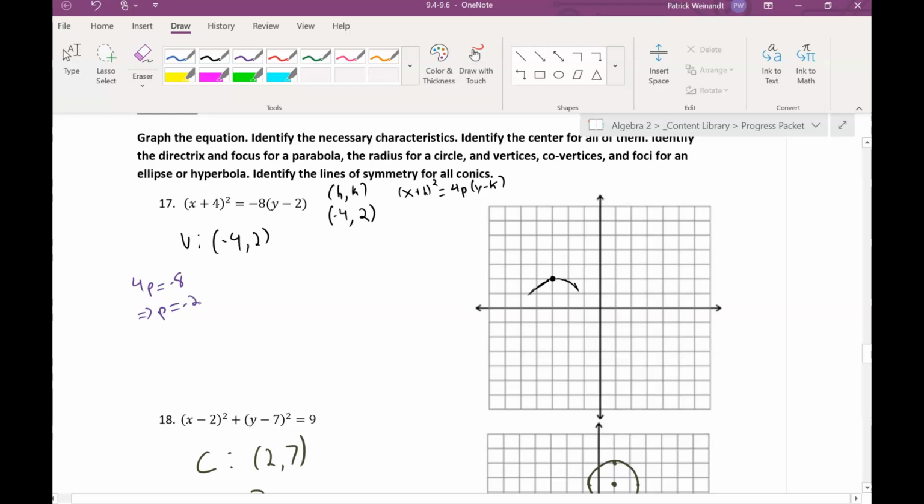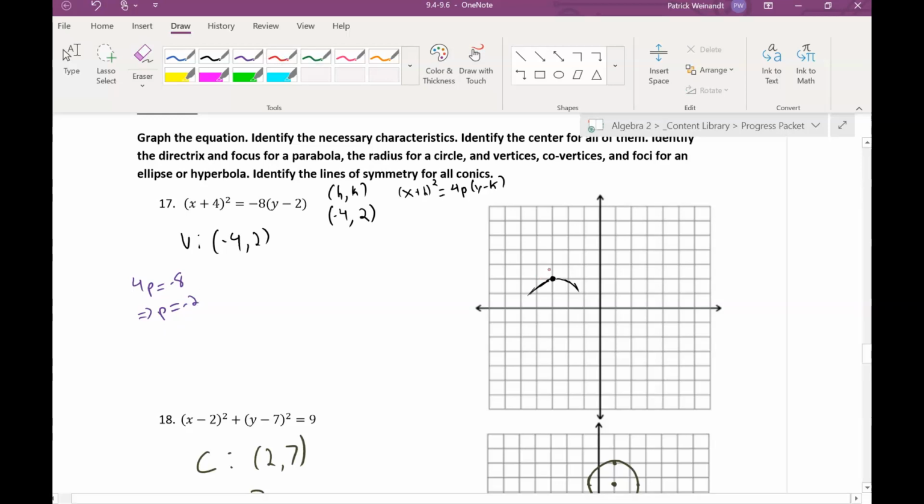And remember, you use your p value to find your focus, and it's difficult to think about that when we're shifted away from the origin, because usually if p was -2, that would tell you that the focus, if it was at the origin, would be 0, -2, then the directrix is the opposite of that. But really just keep in mind this is a distance value. So we have a distance of 2 for our focus.